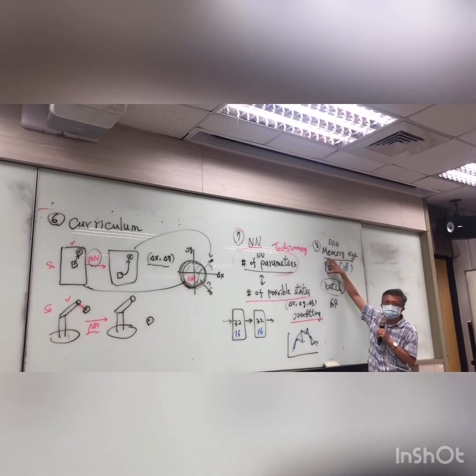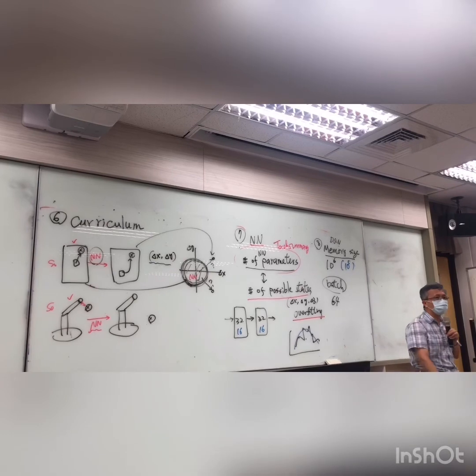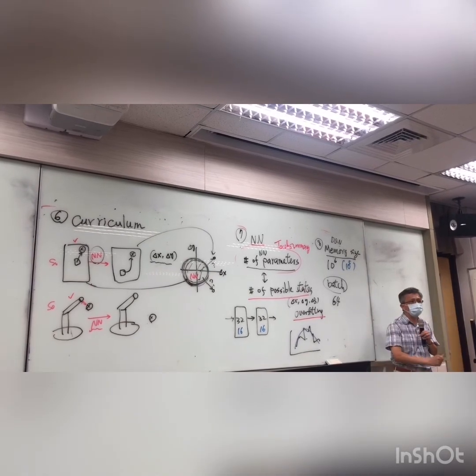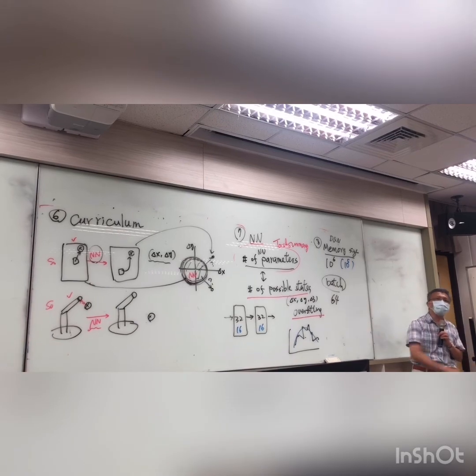Finally, because we are using DQN, we need to design the memory space and the batch. For the robot, he used a memory size of 10 to the power 6, and for the car, he used 10 to the power 5. You might compare your design with his.